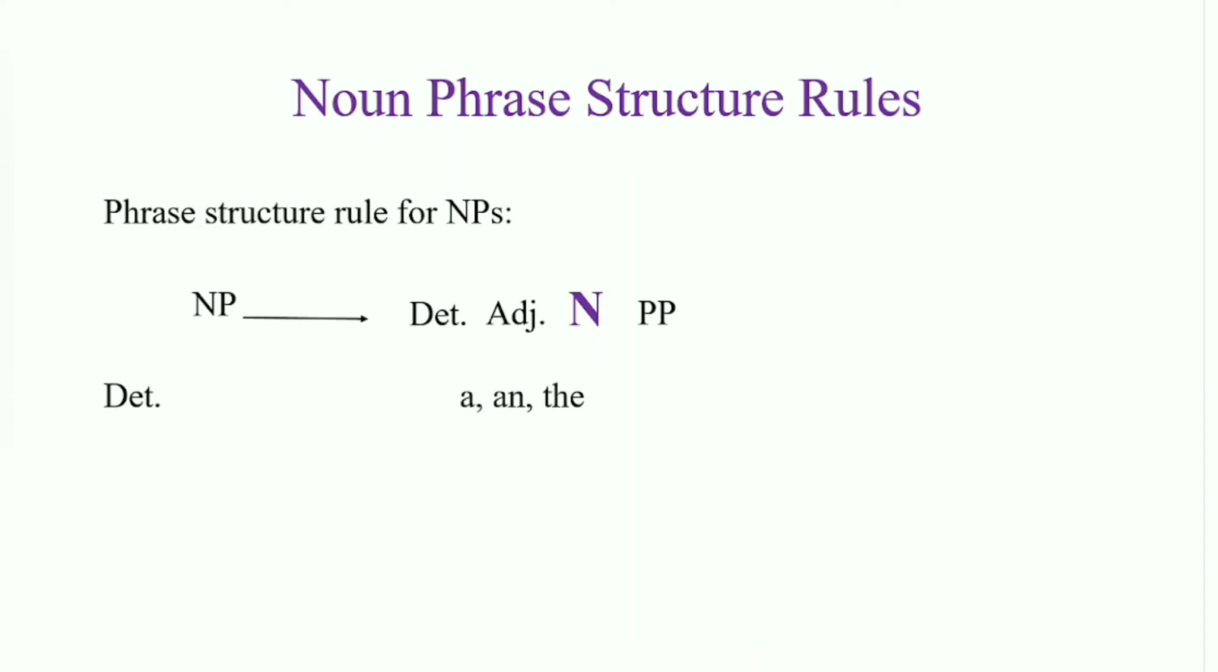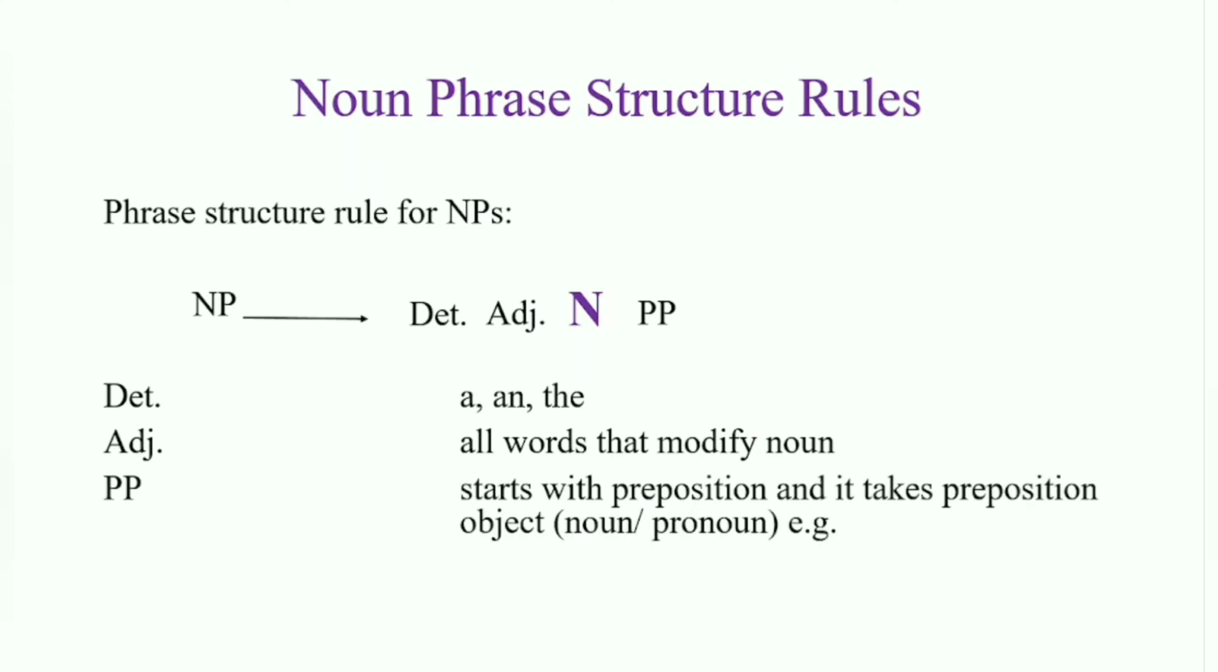Determiners are also known as articles, and determiners are a and the. While adjectives are all those words that modify a noun. And a preposition phrase starts with a preposition and takes a preposition object. This preposition object can be either a noun or a pronoun. For instance, under the table is a preposition phrase. Here under is the preposition. The table is the preposition object.